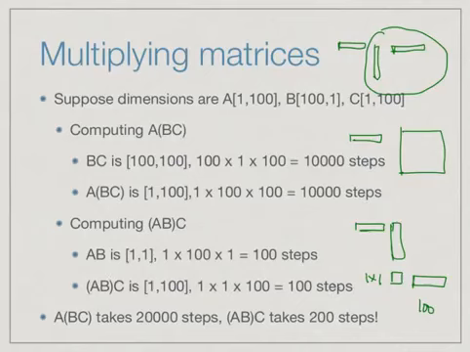So this is the way in which, though multiplication is associative and it doesn't matter what you do, you'll get the same answer. The sequence in which you do the associative steps can dramatically improve or worsen the amount of time you spend doing this.